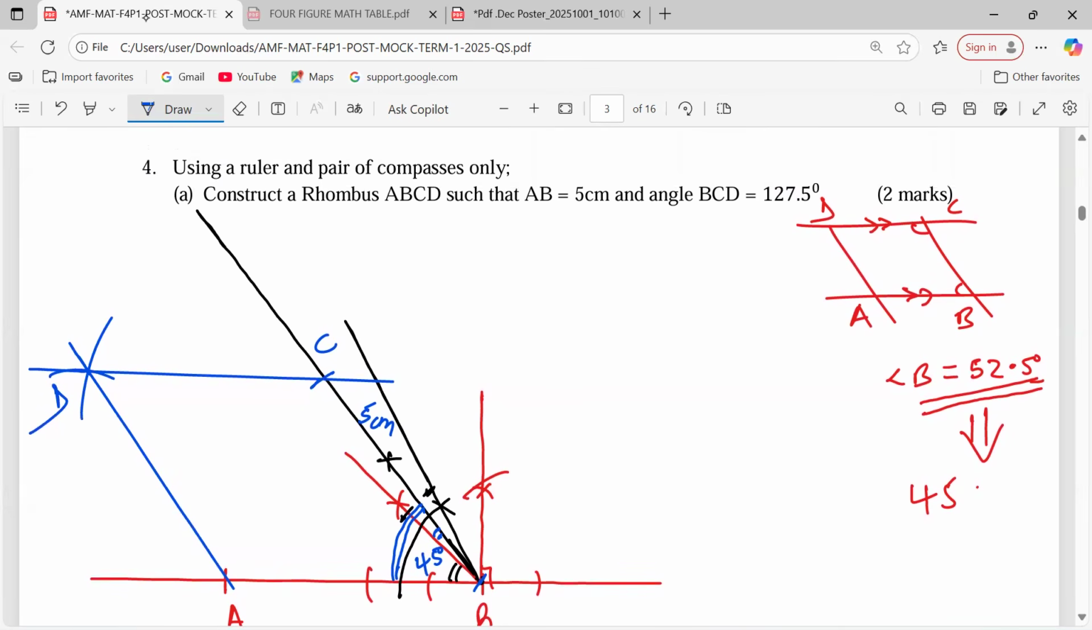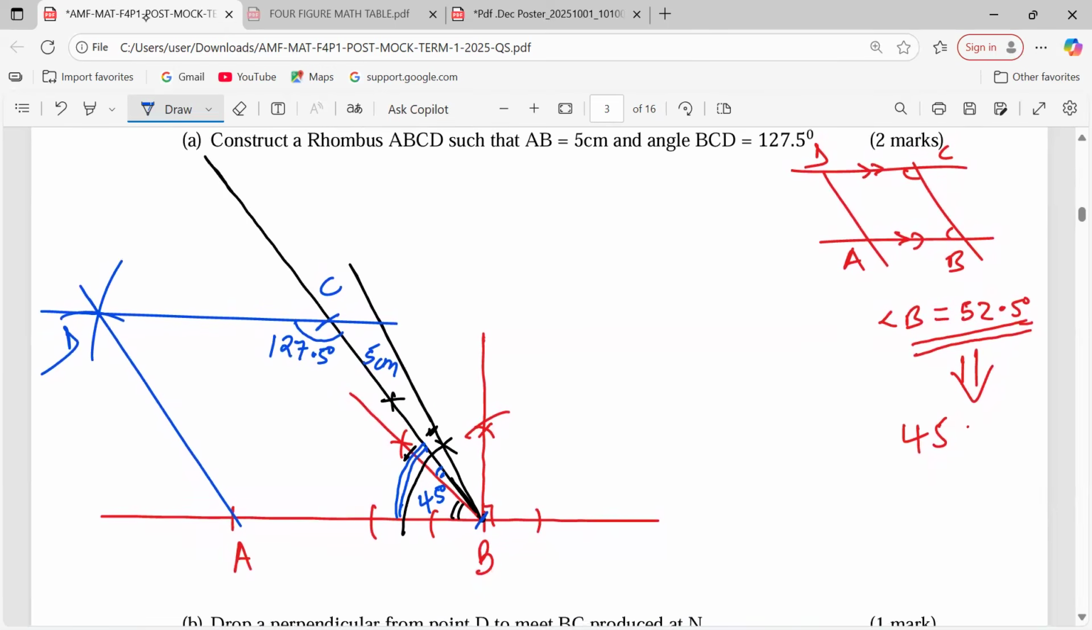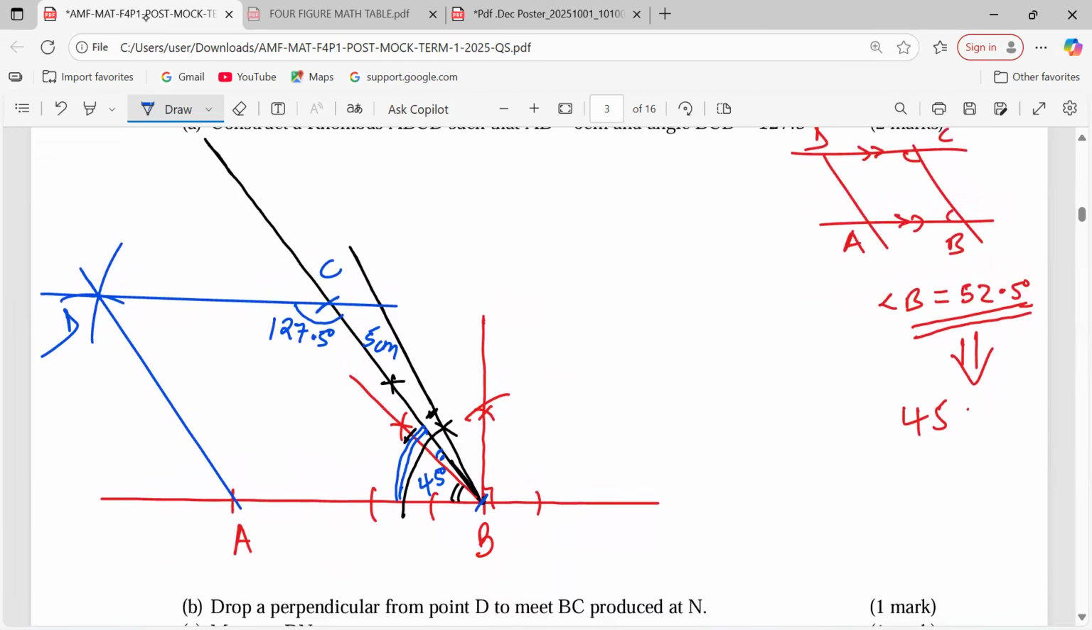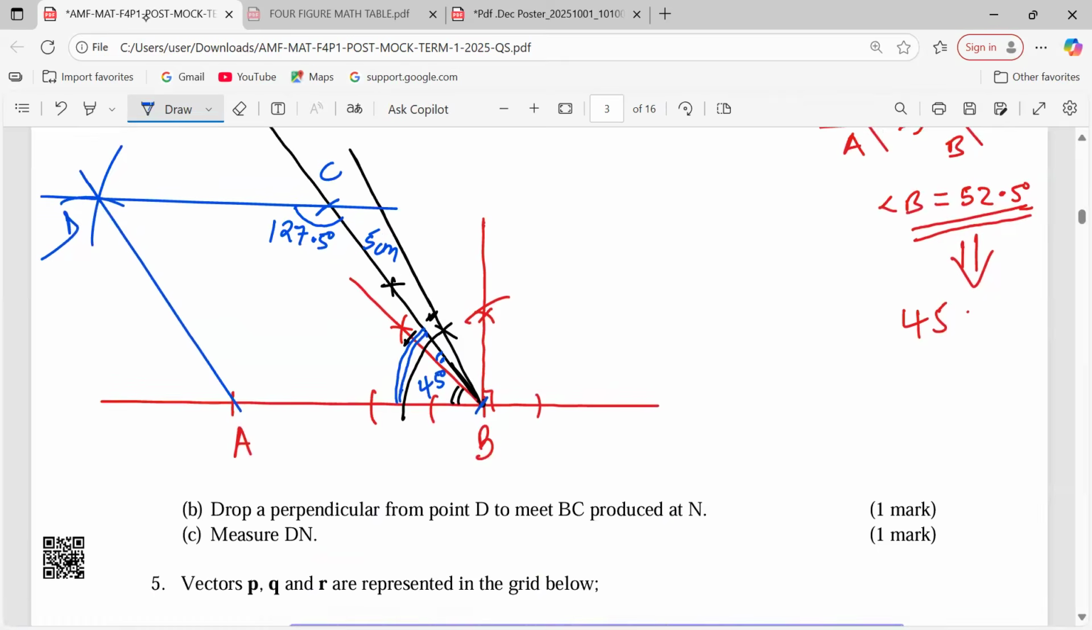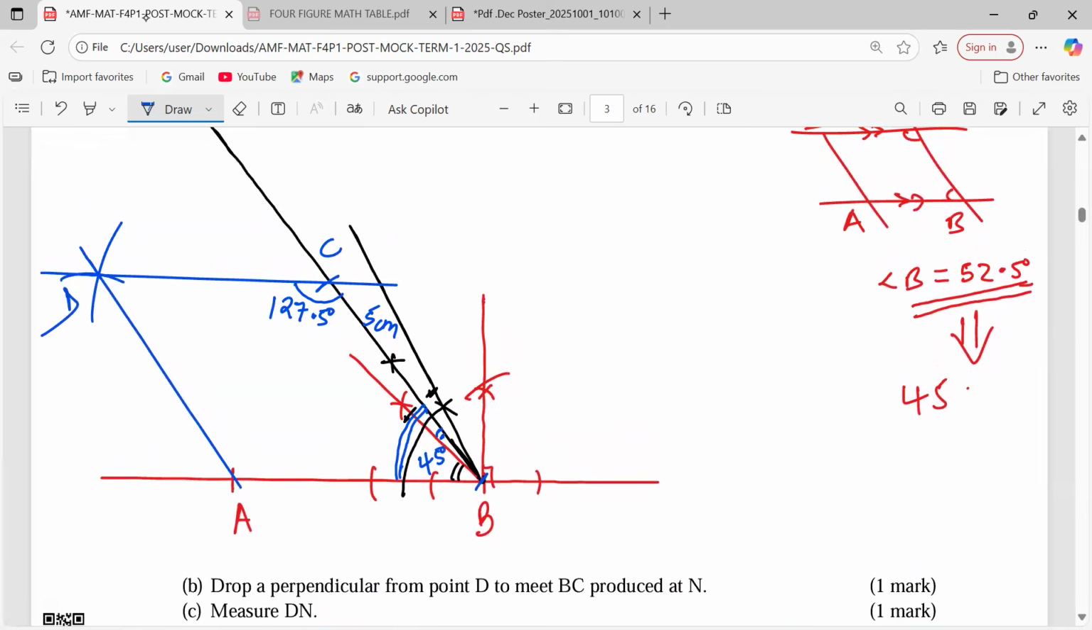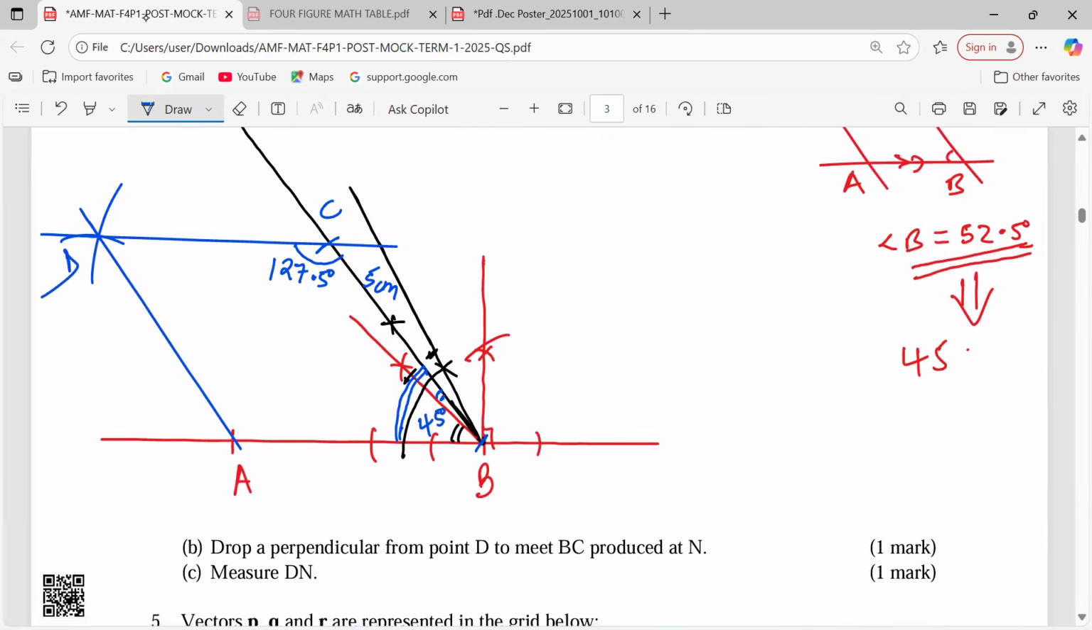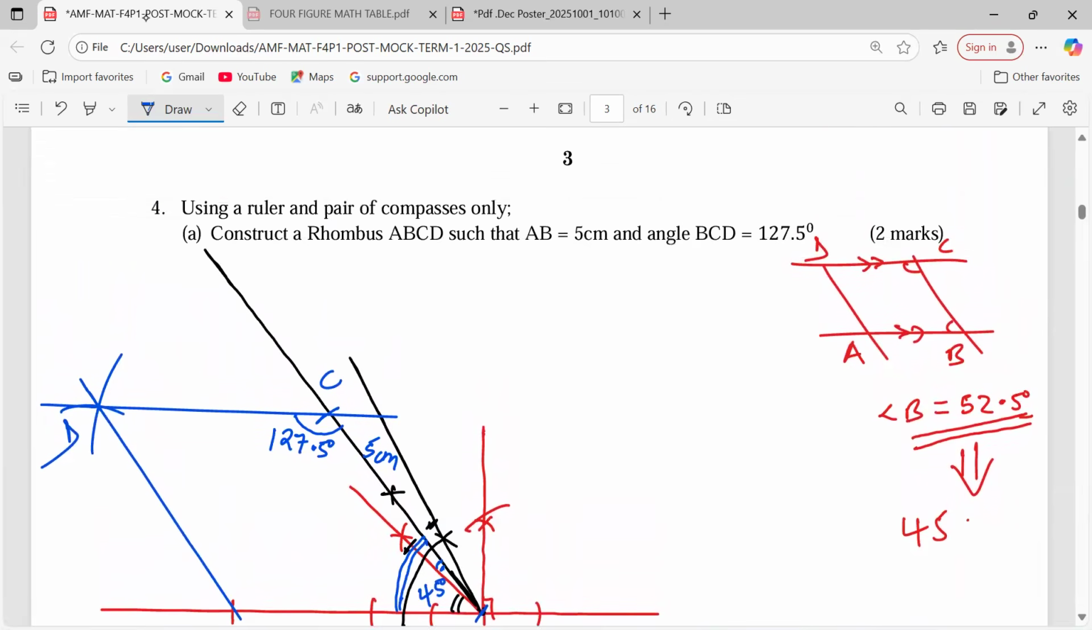So if we bisected 52.5, automatically the angle at this point becomes 127. Automatically. Like that. So that's the construction. We are also told to drop a perpendicular from D to meet BC at N.